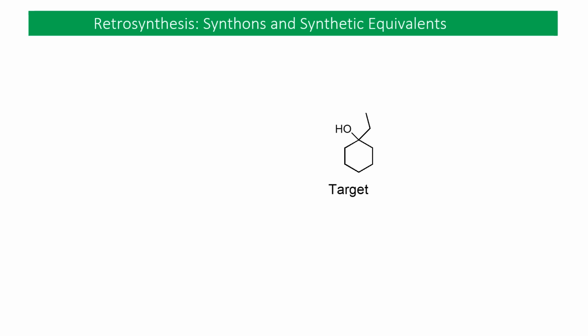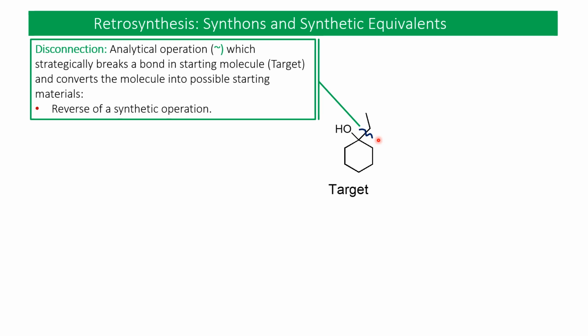For example, starting with this alcohol, the question arises, how can we synthesize it from simple precursors? Well, we can make a disconnection, denoted by this curvy line. It is an analytical operation which strategically breaks this bond, giving possible starting materials. So it's the reverse of a synthetic operation. Realize that I've broken it into two simple components, a cyclohexyl ring and an electrophile.